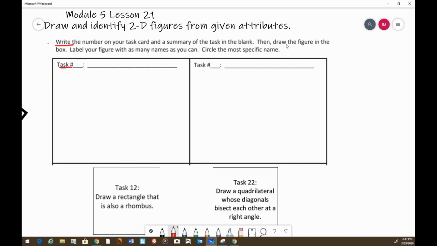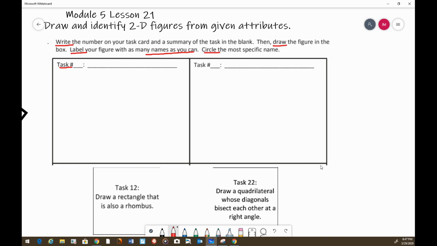Our next action is to draw the figure. So whatever they tell us in the task, we have to draw it. Our third action is to label your figure with as many names as you can. And our last action is to circle the most common name.